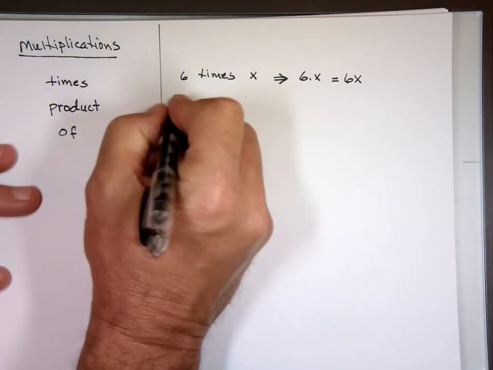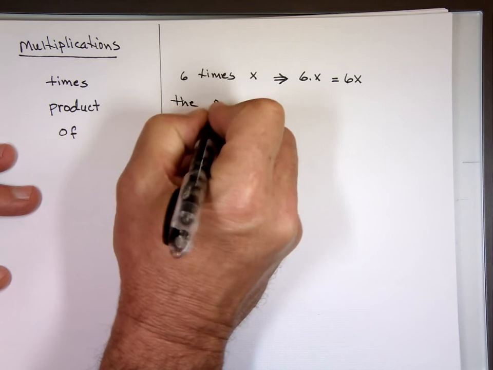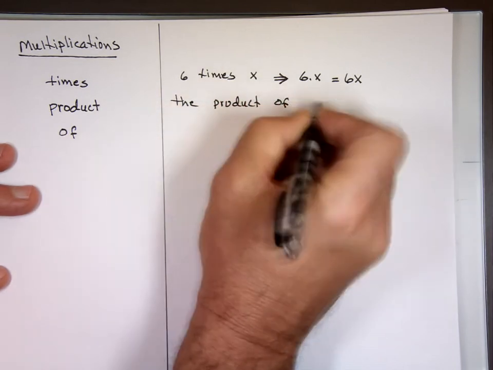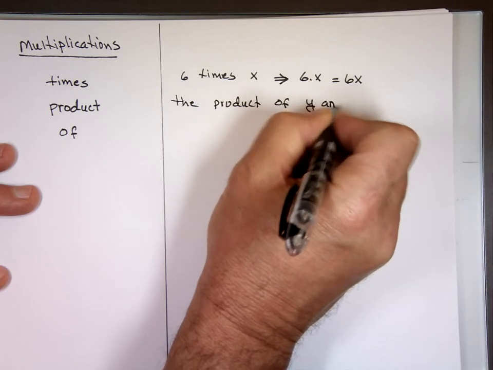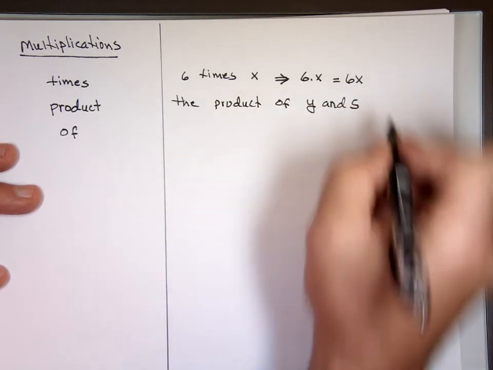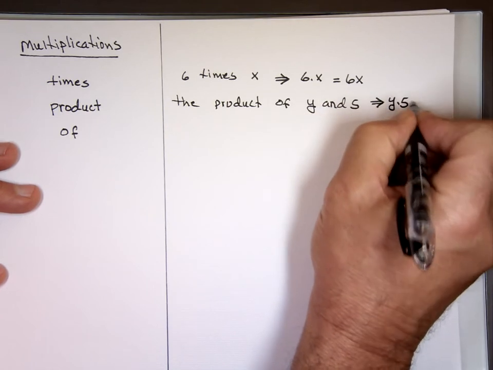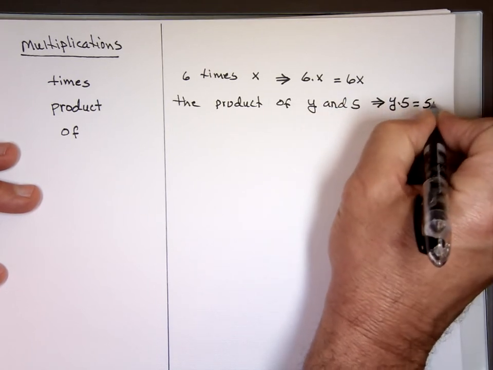The product of y and 5. Product means multiply. So it's y times 5 or 5 times y, which is what? 5y.